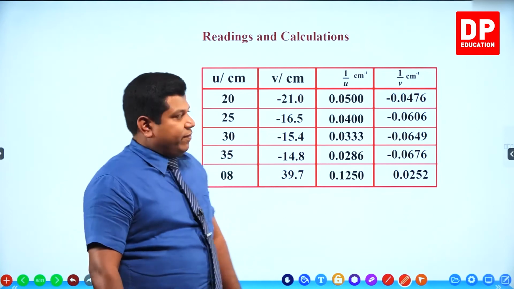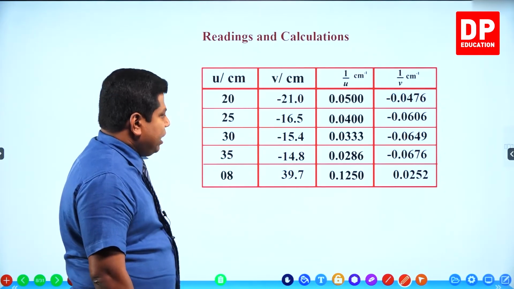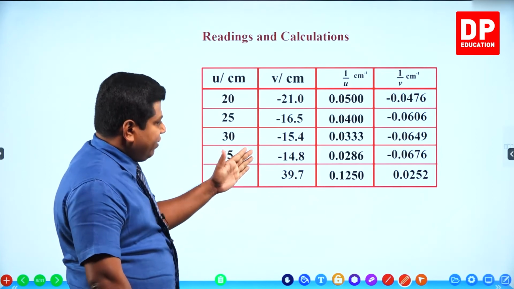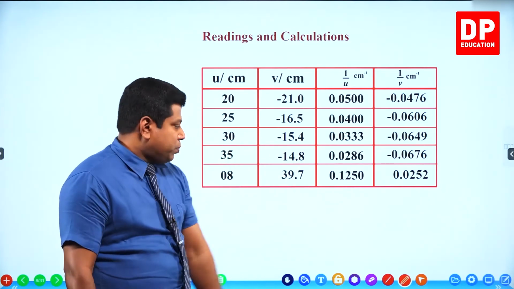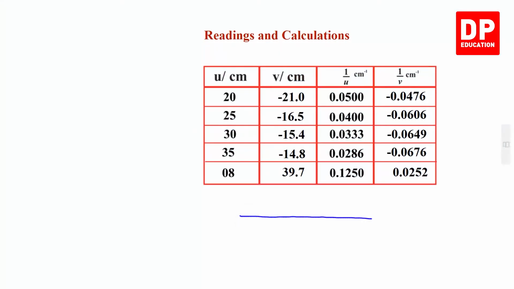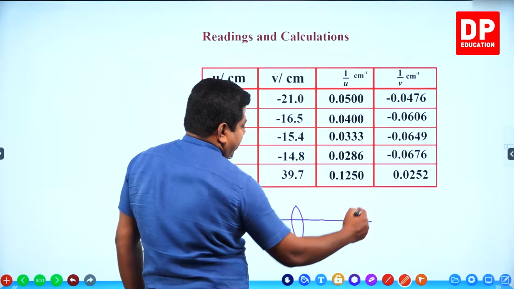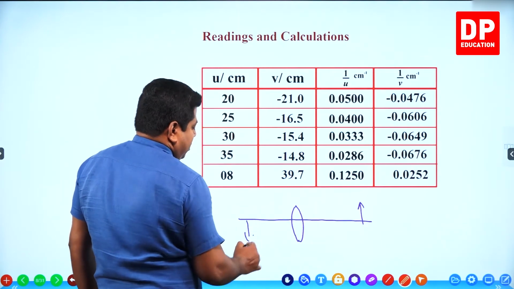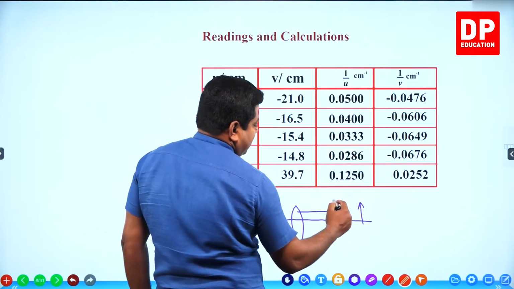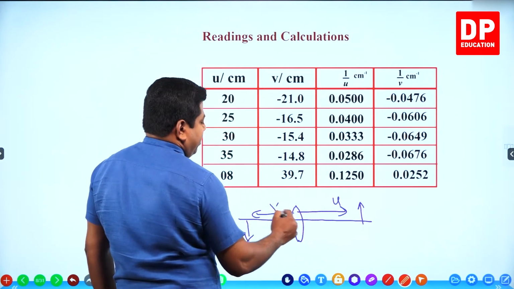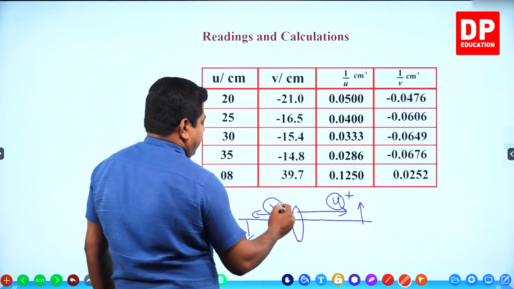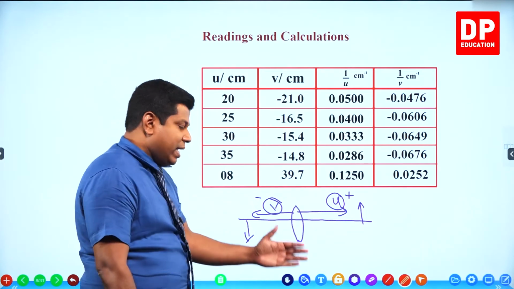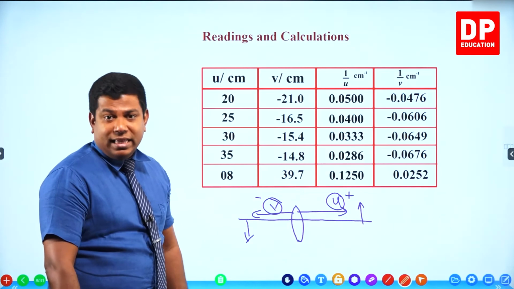Students, you can see I have tabled all the values we have got. This is u and v. For v I have given certain values minus, certain values plus. The reason is this. When we kept the object on one side of the lens, the image is on the other side. U is measured in this direction, v in the other direction. We took u plus, v minus. In the first 4 cases, this was the situation. We got a real image on the other side of the lens.